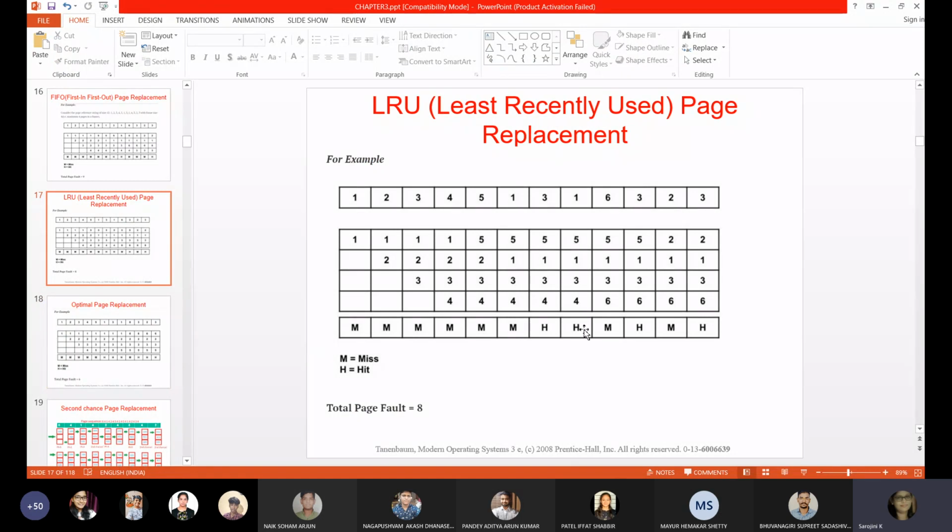In the least recently used algorithm, like FIFO, the number of page faults cannot be reduced considerably. Why? For example, you are removing one page because you are seeing only the past string. You will not see the future string, the future pages which will be referred.